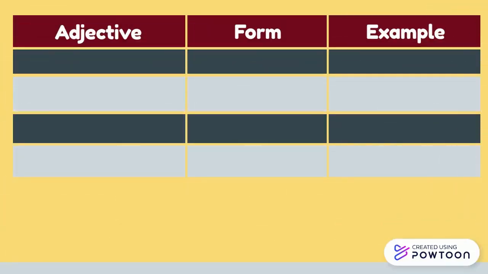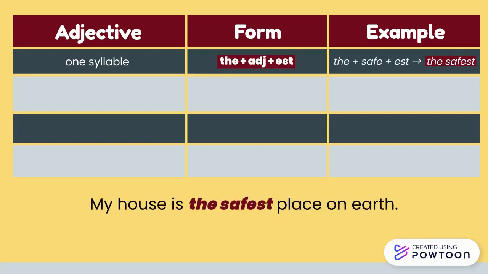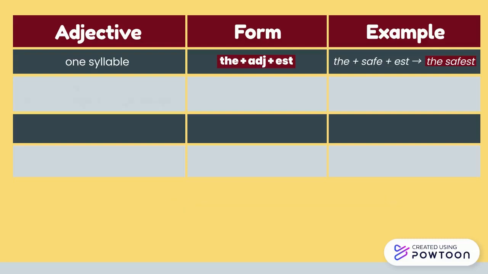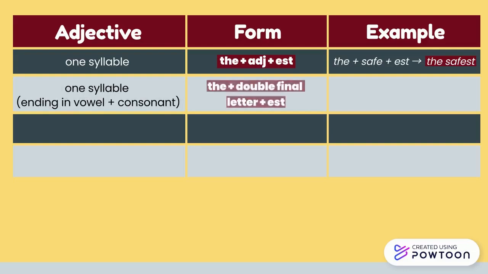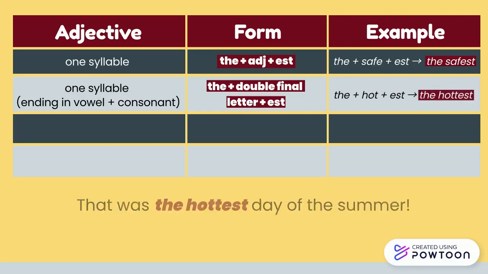First, let's take a look at the adjectives. For one-syllable adjectives, we add the and est to the adjective. Safe becomes the safest. For example, my house is the safest place on earth. If the adjective ends in a vowel consonant pattern, we double the final consonant before adding est. Hot becomes the hottest. That was the hottest day of the summer.